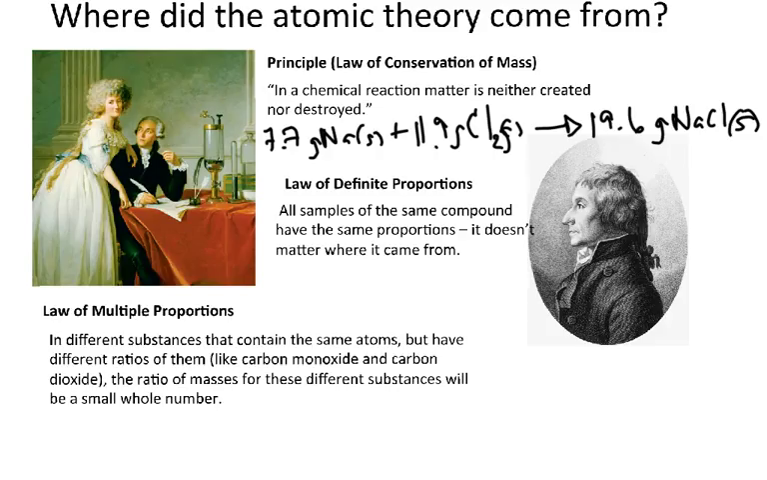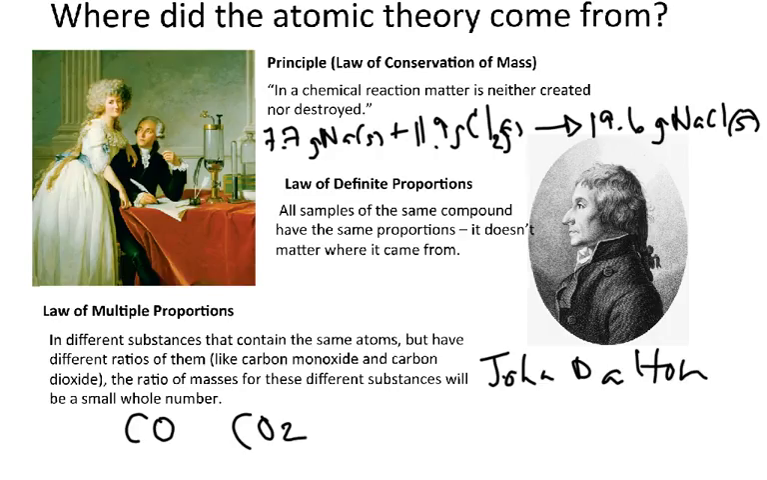The law of multiple proportions was proposed by John Dalton. And this says that if you have two different substances that have the same atom, so if you have carbon monoxide and carbon dioxide, since they're two different substances, the ratio of carbon to oxygen atoms is different. If you took the ratio of carbon to oxygen for each of these samples, and then you took a ratio of that ratio, it would equal a small whole number.